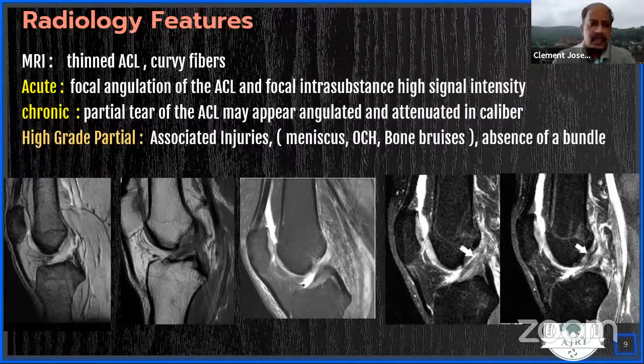And the radiologist may call a partial tear a high-grade tear if there are any associated injuries like injury to meniscus, osteochondral injuries, bone bruises, and there is an absence of a bundle. So these are the radiological features. As you can see on the left image here, there is a diffuse edema reflecting strain of an ACL, but the substance is intact here.